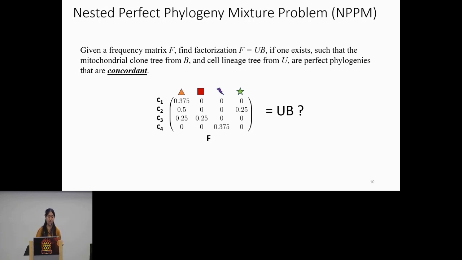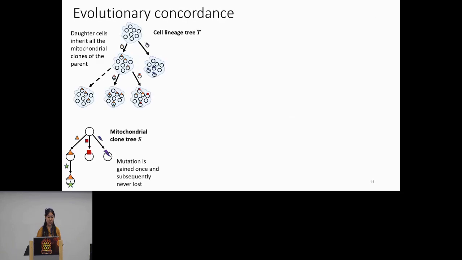Given a frequency matrix F, we want to find a factorization F equals UB, if one exists, such that the mitochondrial clone tree from B and the cell lineage tree from U are both perfect phylogenies, and they have to be concordant. What does it mean to be concordant? As mentioned earlier, we have a cell lineage tree T, where we assume the daughter cells inherit all the mitochondrial clones from the parent. And we also have the mitochondrial clone tree S, which is a perfect phylogeny.